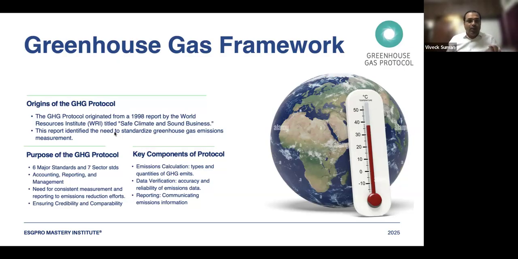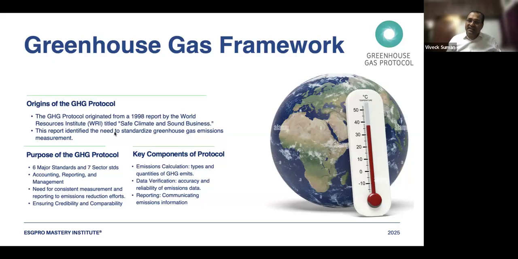Clear? Now, the key components of this protocol are three. First is emission calculation. So you have to calculate the emission, okay? That is, how much a company, organization, project, or product is emitting. Carbon emission we are talking about.